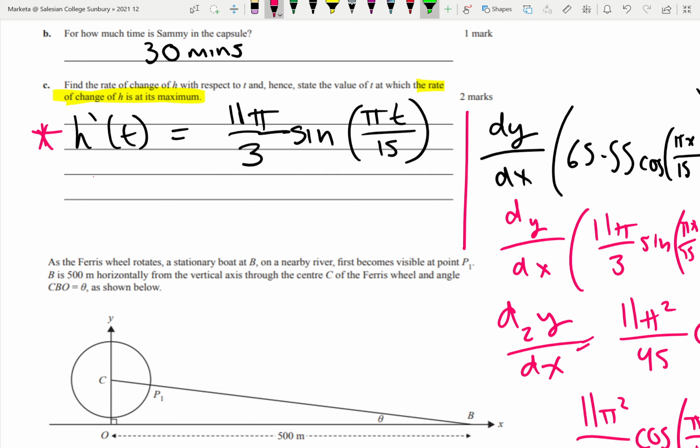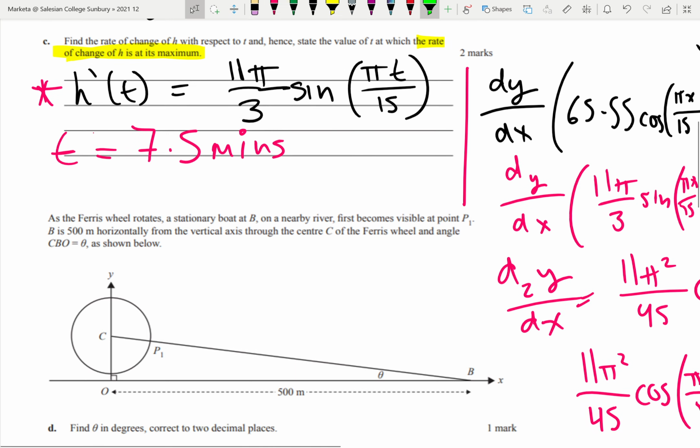So my value of t, t equals, what was it, 7.5? And that will be my solution there. So minutes, I'll put the units there as well. Okay, so be careful, the rate of change being a maximum there, it doesn't say the original function is a maximum, it's saying that h dash of t is a maximum.